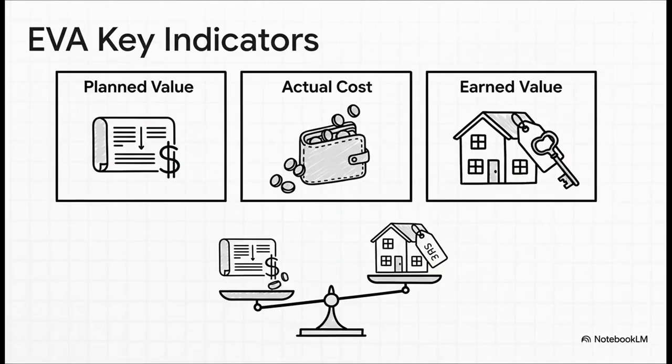Planned value, or PV, is just your budget, what you planned to spend by a certain date. Actual cost, AC, that's easy. It's the money you've actually spent. But earned value, EV, now this is the genius part. It's the value of the work you've actually completed. So if you finished a task that was budgeted for $1,000, your earned value is $1,000. It doesn't matter if it actually cost you more or less to do it. By comparing these 3 numbers, you can see if you're on schedule, on budget, and getting the value you expected.